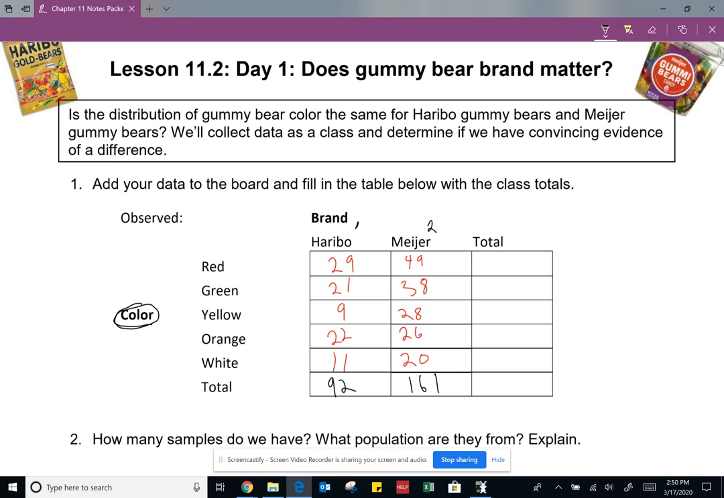So now let's do the total number of reds that we have. We had 78 total reds, 59 green, not caring about the brand, 37 yellow, 48 orange, and 31 white, and that gives us a grand total of 253 gummy bears that we sampled. So we used 2 samples here. Sample 1 is the Haribo and sample 2 is the Mahir brand. All right, so let's go to question 2.